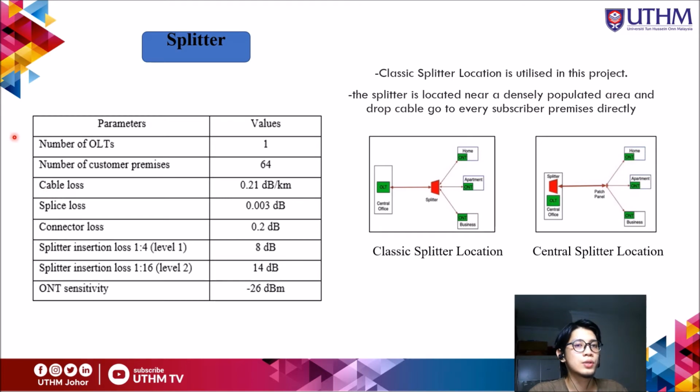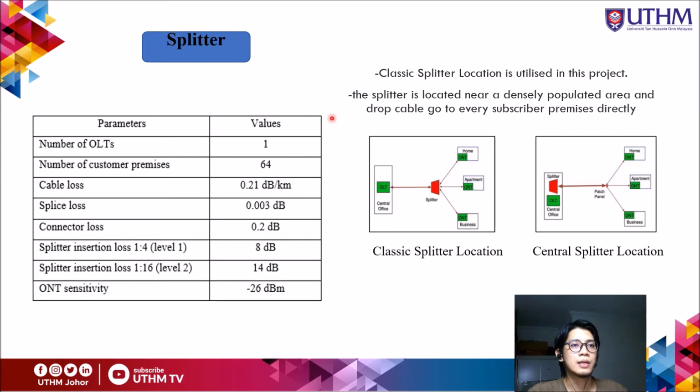Next, this table shows the parameters that we use in our FTTH network design. So the number of OLT that we use is 1, the number of customer premises is 64, cable loss is 0.21 decibel per kilometer, splice loss is 0.003 decibel, connector loss is 0.2 decibel, splitter insertion loss for the first level splitter is 8 dB, the second level splitter is 14 dB, and finally the optical network terminal sensitivity is negative 26 dBm. So these parameters will be used in the fiber loss calculation, which my friend will explain later.